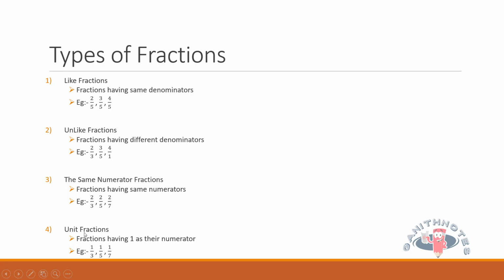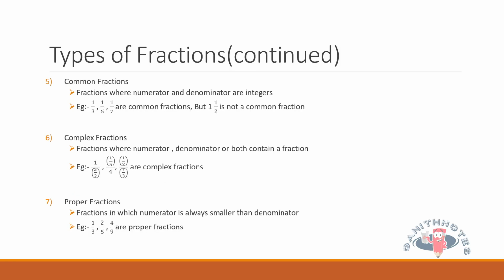The next one is unit fractions. So what are unit fractions? Unit means it is 1. So it is nothing but the fractions which have 1 as their numerator, and they are called unit fractions. So 1 by 3, 1 by 5 and 1 by 7 can be denoted as examples of unit fractions.